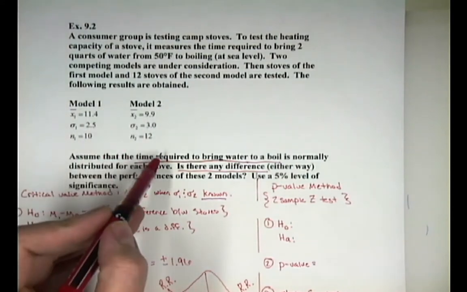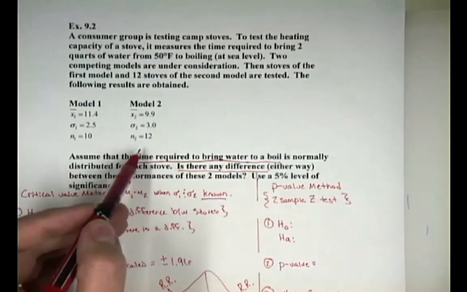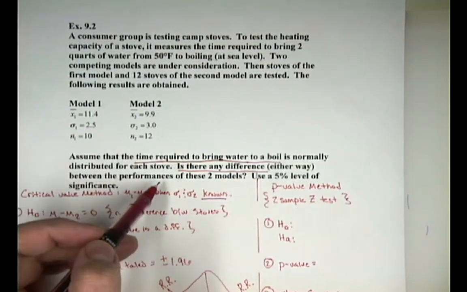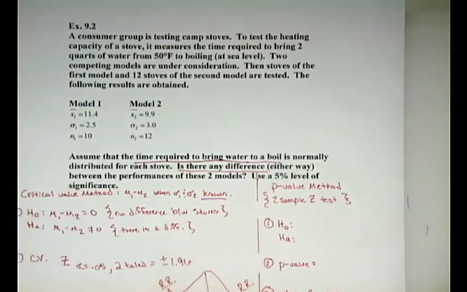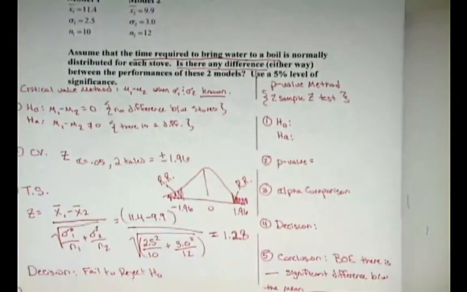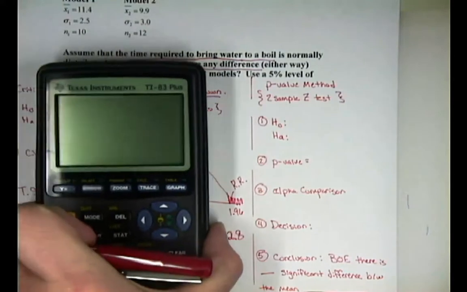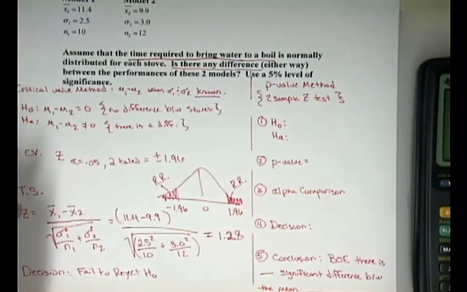Now we want to know if there's any difference between the two models regarding the time required to bring water to a boil. We need to use a 0.05 or 5% level of significance. Now I did the critical value method already, but what I want to do is now do the same test with a p-value method. So I'm going to need my calculator, but because I'm left-handed, first I need to set up my hypothesis.